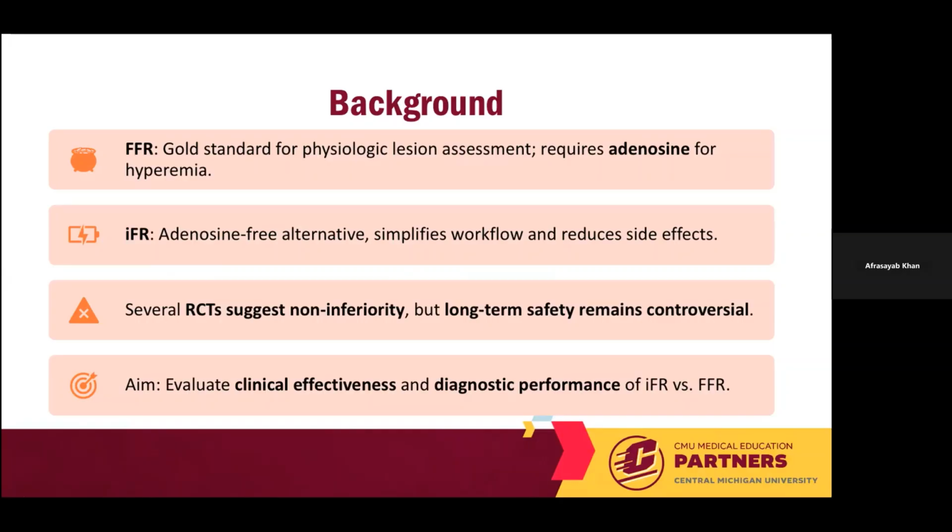And there have been several RCTs which suggest non-inferiority of using IFR versus FFR, but long-term safety remains controversial with using IFR. So the aim of the study is to evaluate clinical effectiveness and diagnostic performance of using IFR versus FFR.